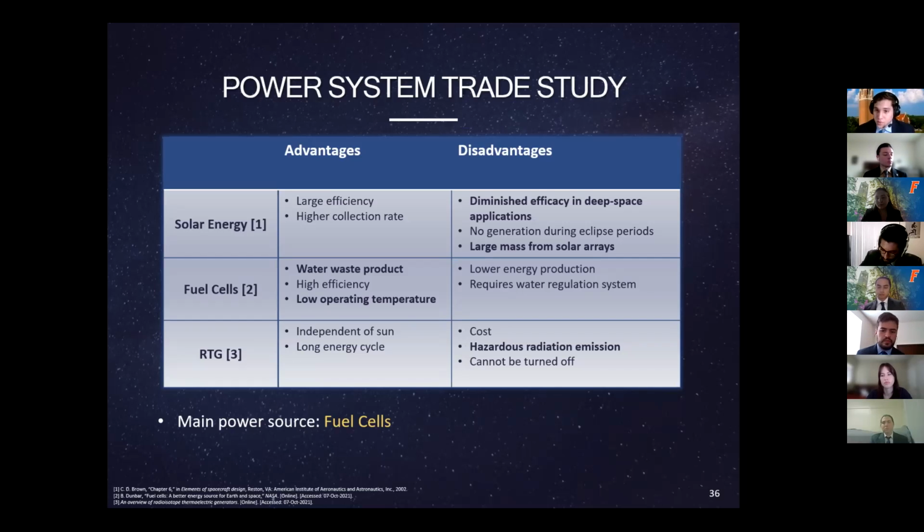The large mass from solar arrays also proved to be a disadvantage. For radiothermal generators, the hazardous radiation emission is proven to be lethal to the astronauts on board. And we chose fuel cells because of their water waste product and low operating temperature. Next slide, please.